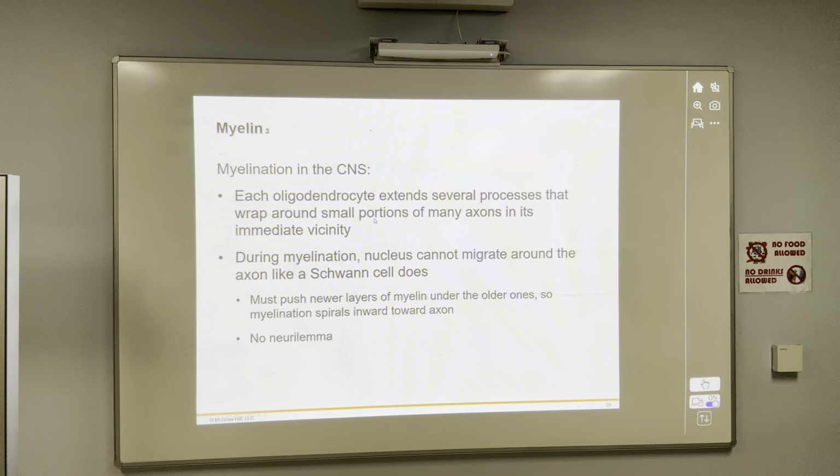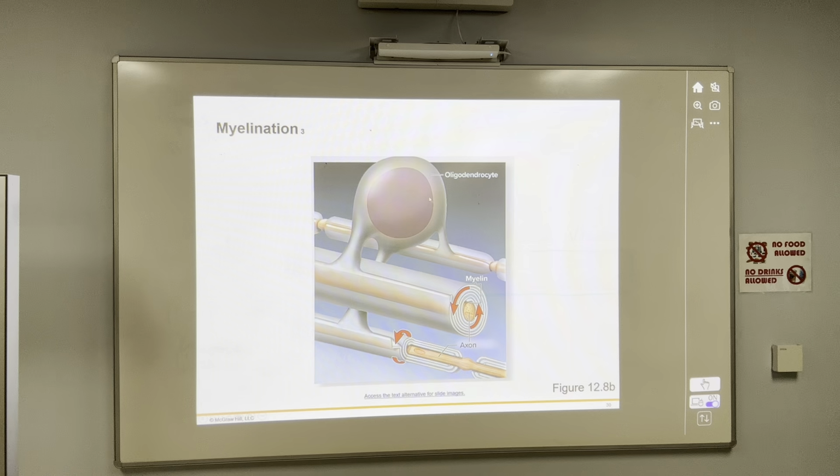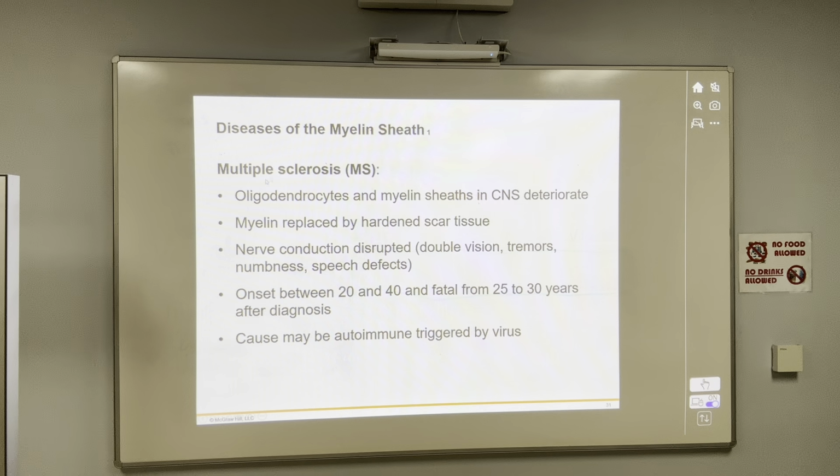Myelination in the central nervous system: you see each oligodendrocyte extends several processes that wrap around a small portion of many axons in the immediate vicinity. That's the oligodendrocyte. It does exactly what the Schwann cell does, but in a different location, in the brain tissue.